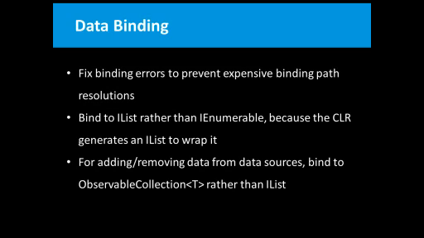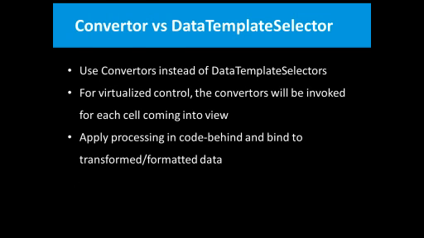We always recommend to bind to an IList rather than an IEnumerable, because the CLR generates an IList around the IEnumerable anyway, so that saves you some time there. And when you're adding or removing data from data sources, it's always much better to bind to an observable collection rather than an IList. The converter versus the data template selector debate is alive and well.